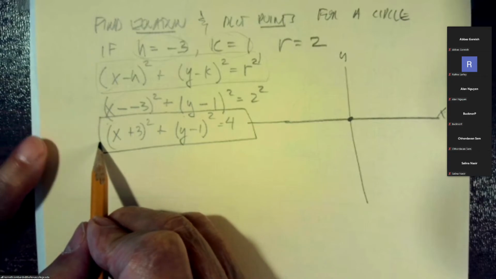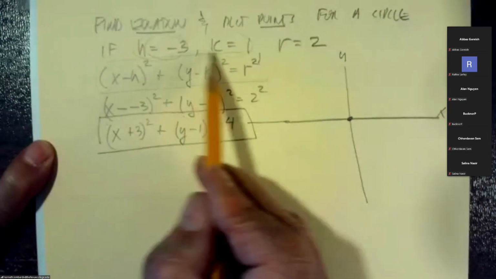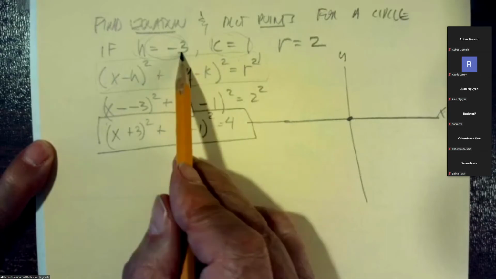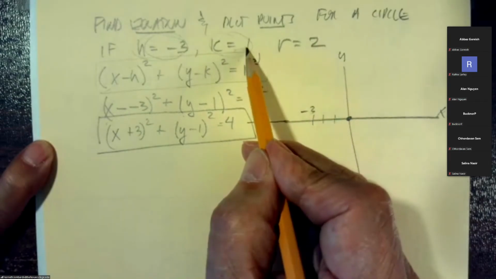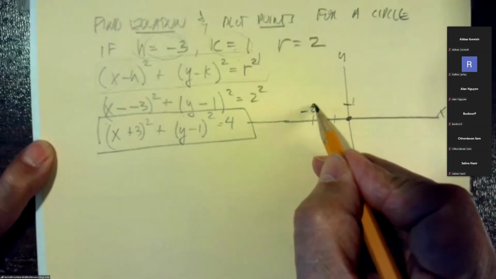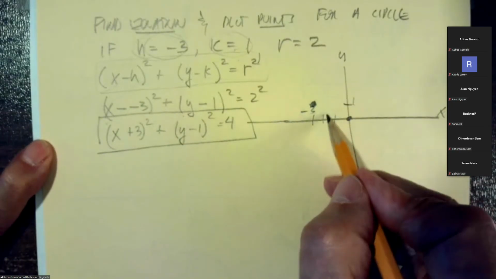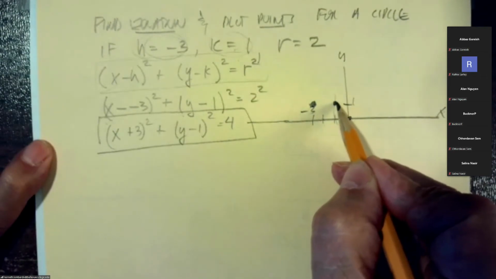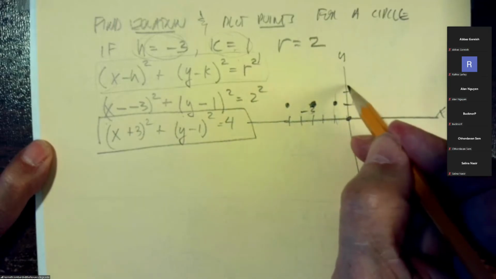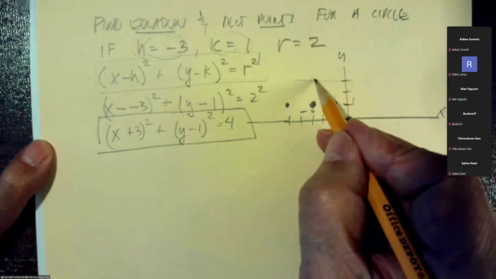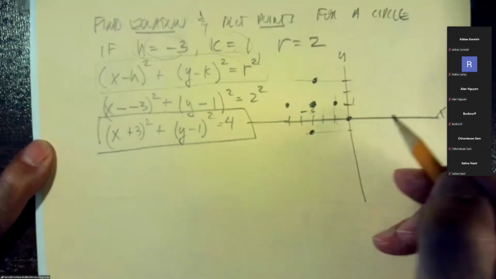Now we want to see if we can plot that. H and K are the center of the circle, so we're going to go -3, and 1. So I'm going to have the center of the circle here. Then I'm going to have a radius of 2, 1, 2. So I'm going to go over to here and back to here. And I'm going to go up 2, which puts me here, and down 2, which will put me here.